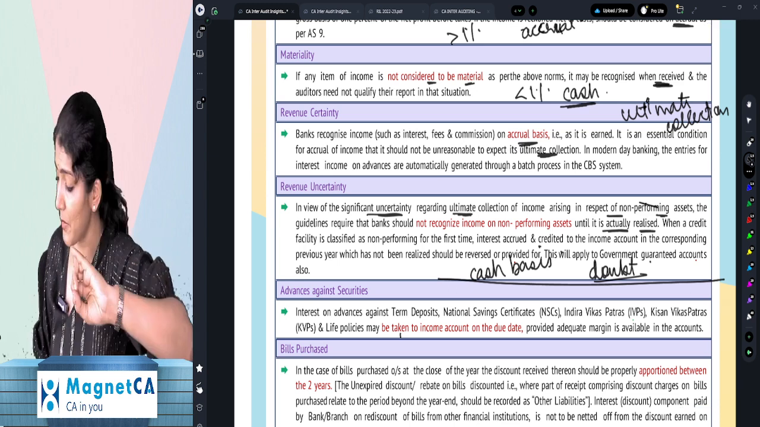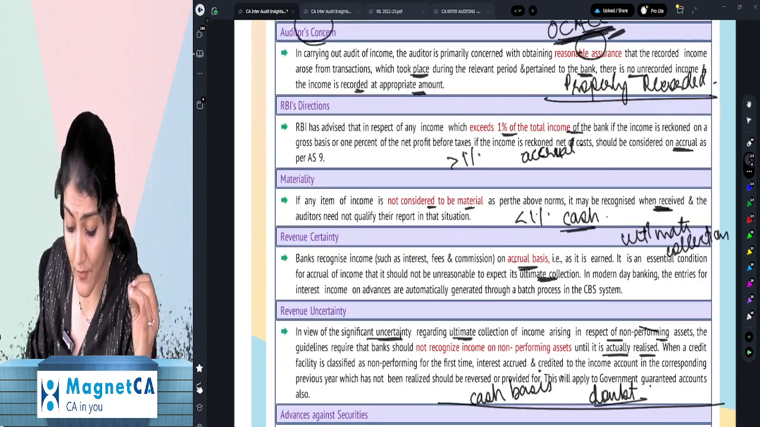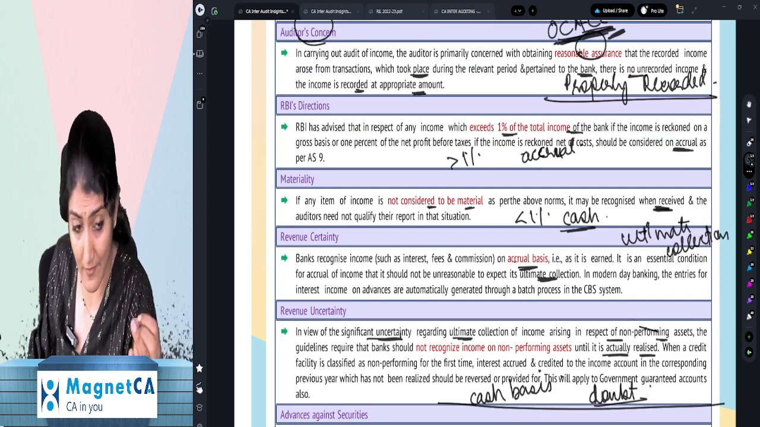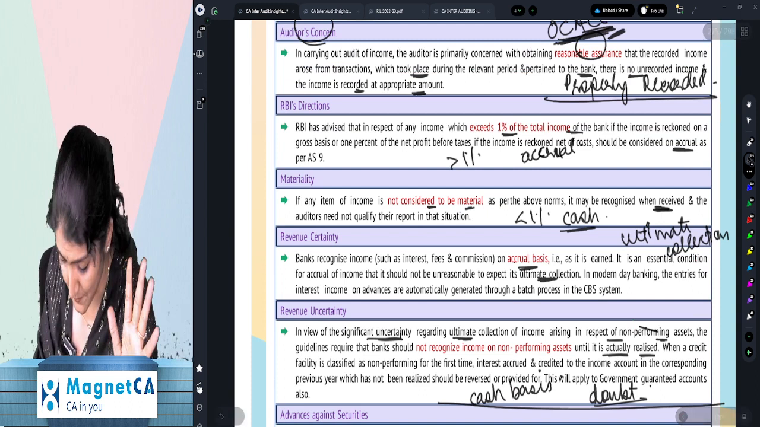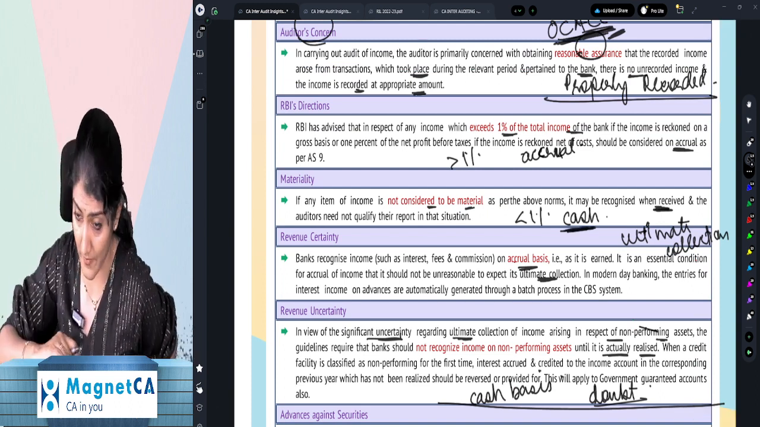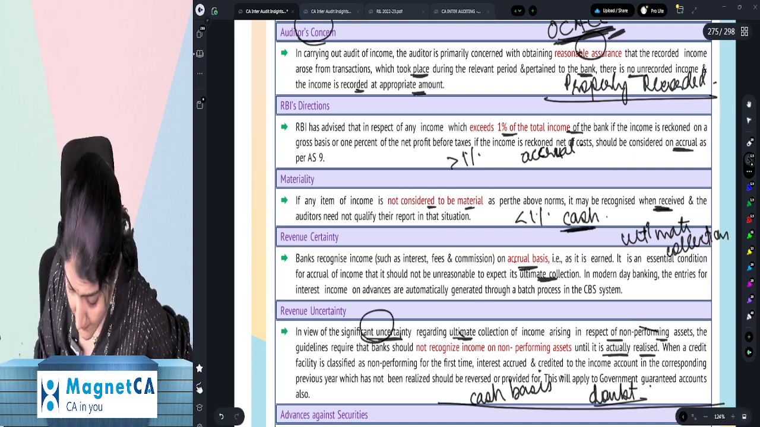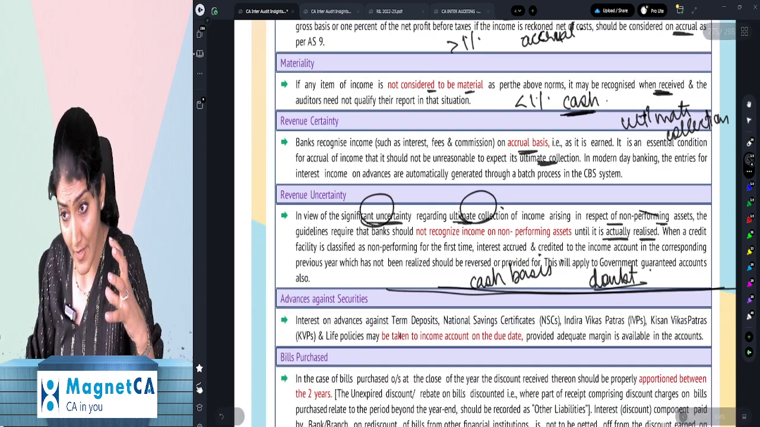One, reasonable assurance that income of the bank is properly recorded. Then if it exceeds 1% of total income, accrual basis. If it does not exceed that, if it is not material as per the above norm, then cash basis. If there is no doubt regarding the ultimate collection, accrual basis. If there is significant uncertainty regarding ultimate collection, then it should be recognized on the cash basis.